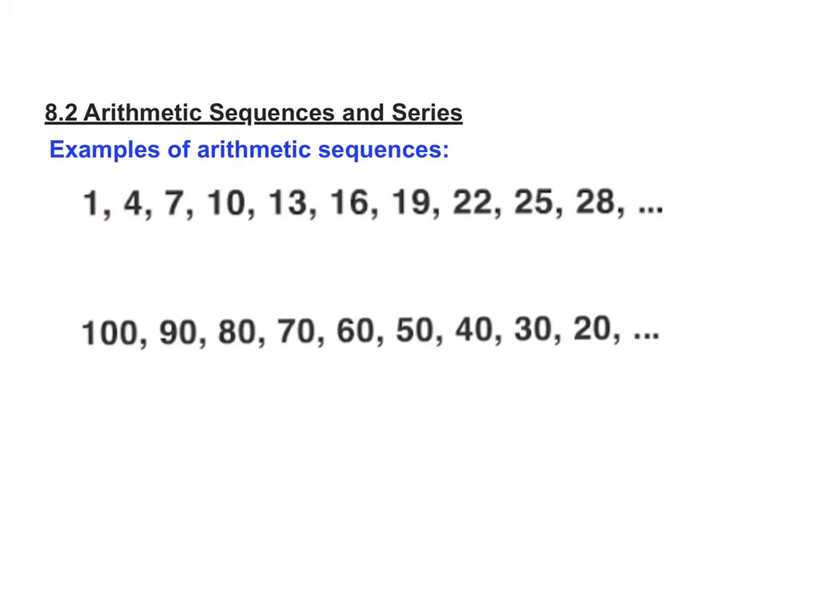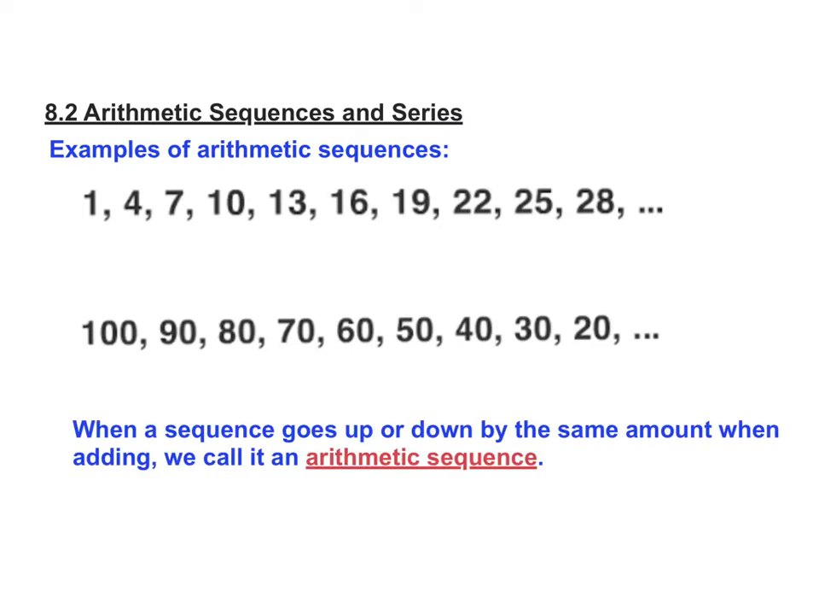On this first one, what's the pattern? Plus 3. Adding 3 every single time. Okay. What's the pattern on the bottom? Minus 10. So another thing that we can say is that we're adding negative 10. Of course, that means the same thing. So when the pattern is like that, that's arithmetic. Okay, so when the sequence goes up or down by the same amount when adding. That's the key, when adding. Obviously on the bottom we could say subtracting. But when we add a negative, that's adding the same amount.